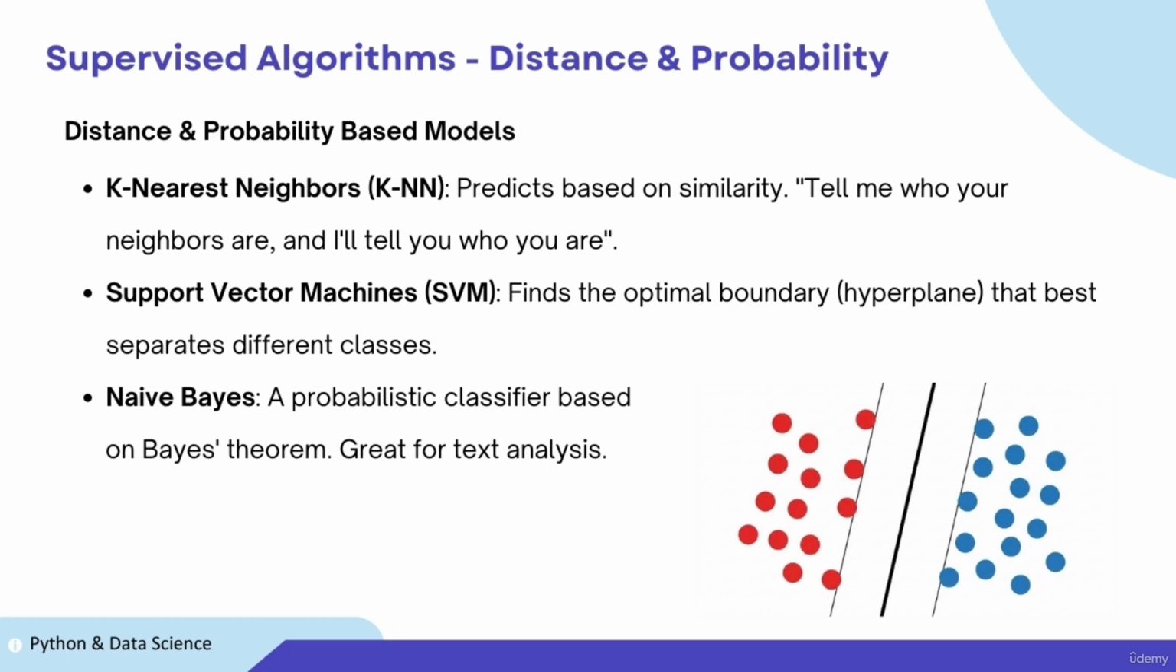Then there's SVM, or support vector machines, shown in the image. Imagine trying to draw a road between the red group and the blue group. SVM tries to find the hyperplane, that's the line in the middle, that creates the widest possible road or margin separating the classes. This makes the model very robust.